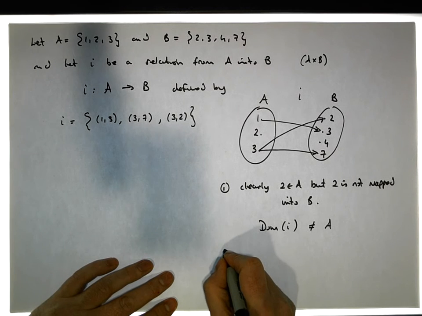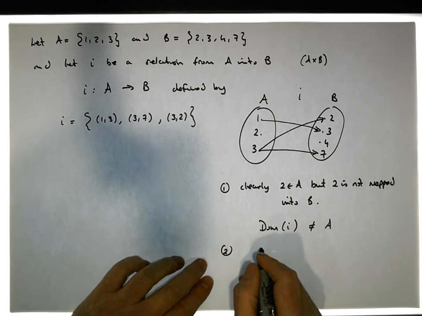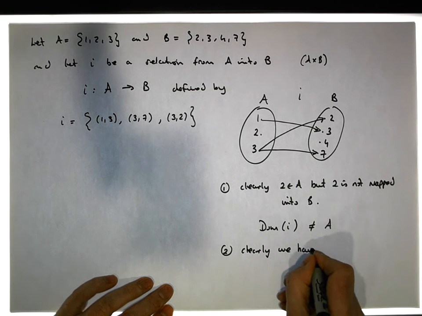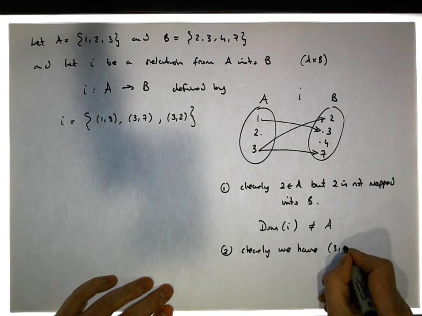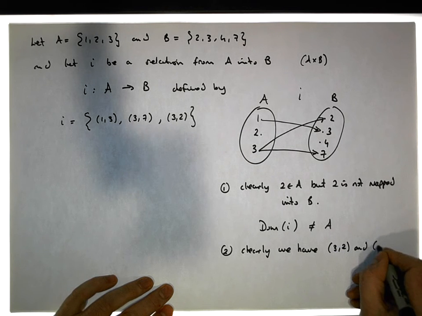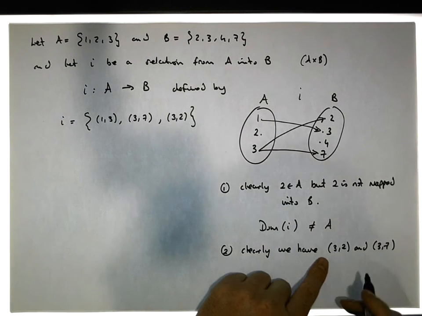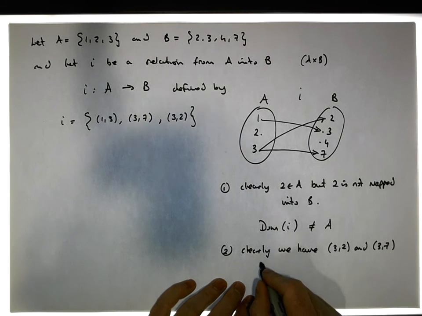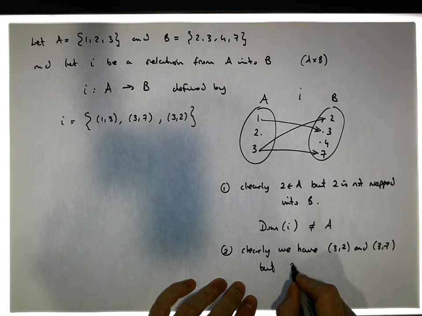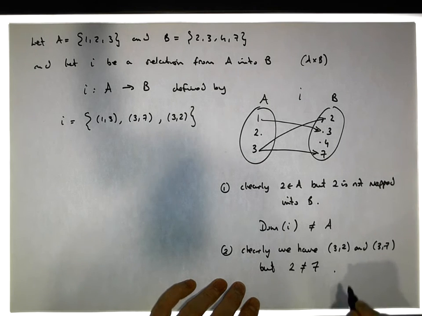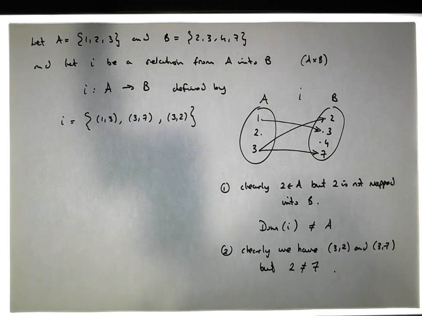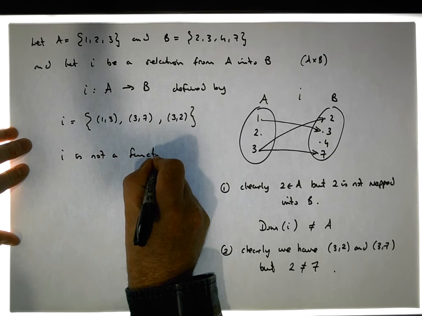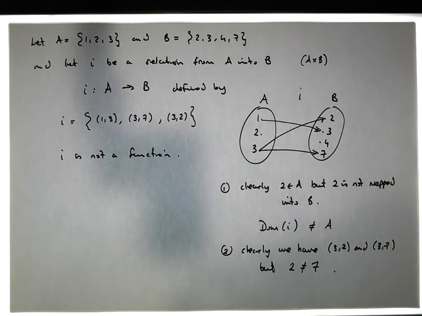What about the second condition of a function? Clearly we have that 3 is mapped to 2 and 3 is mapped to 7. That's the double arrow coming out. But the 2 here is not equal to the 7, so hence it's not a function. So it doesn't meet both conditions. So I is not a function, if that makes sense. So that's an important characteristic here.